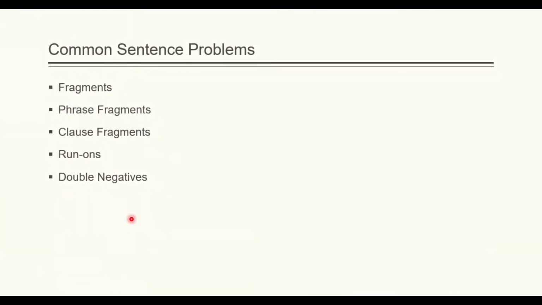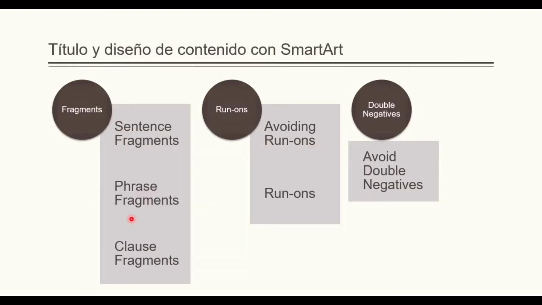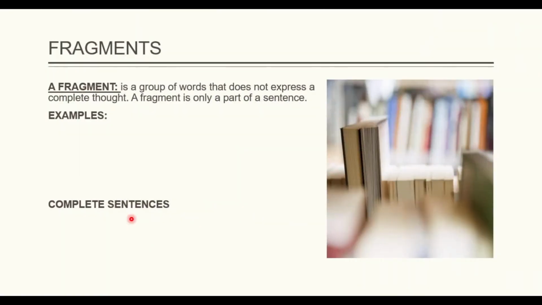The segment is divided in 5 parts, which are fragments, phrase fragments, clause fragments, run-ons, and double negatives. So this is another way to express the way this topic is divided. Very quickly, we have the first part, which is fragments. The definition says that it's a group of words that does not express a complete thought, and a fragment is only a part of the sentence.